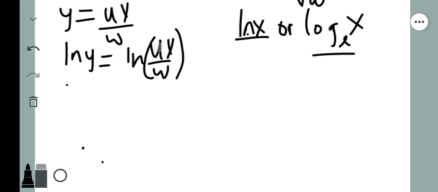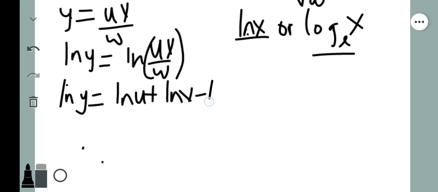I picked one example, which is this one, to try and illustrate that for you. Okay, so adding ln to both sides, what are we going to get when you have this? So here we have ln y equals, this one gives us ln u plus ln v minus ln w.